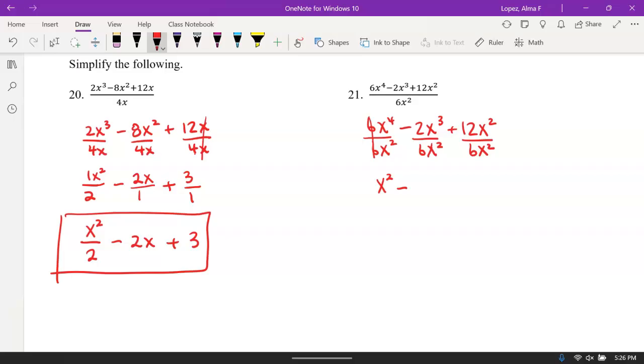A negative 2 over 6 reduces to a negative 1/3. I've got 3 x's on the top, 2 x's on the bottom, which is going to leave 1 on the top. 12 over 6 reduces to 2, and the x squares cancel. I don't like, well, actually that is fine that way, or you could write it prettier.